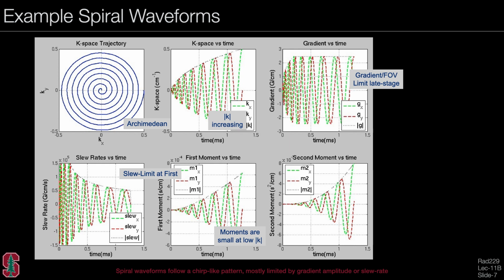We notice that if we plot the first moment and second moment versus time, these are very low at low k. And this is really important. This is where most of the k-space signal is, and this is why this spiral is often insensitive to motion.